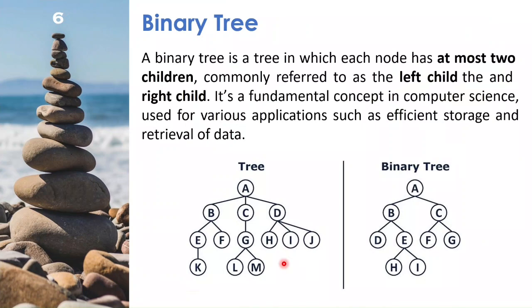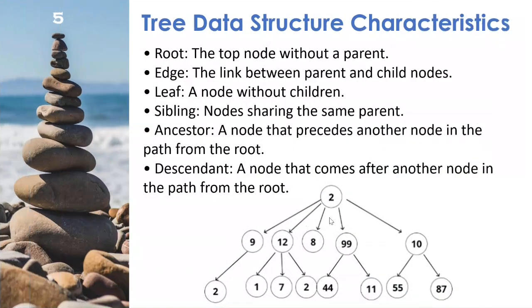Then we have binary tree. So what's a binary tree, right? So we can see in here, this is a tree, this is a node, it has 1, 2, 3, 4, 5 children, and this one has 3, this one has 1. So there's no specific rule, right? That's a simple general tree.